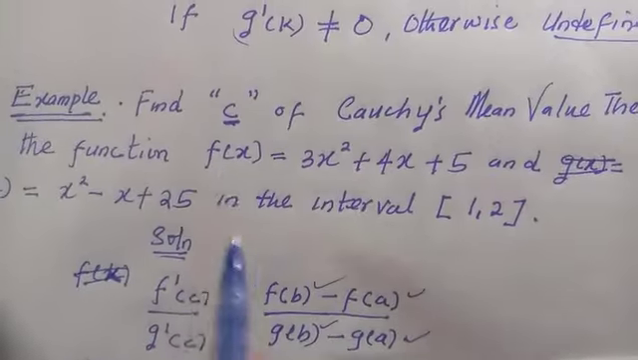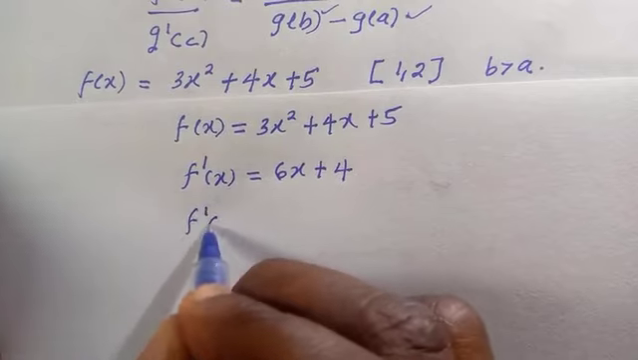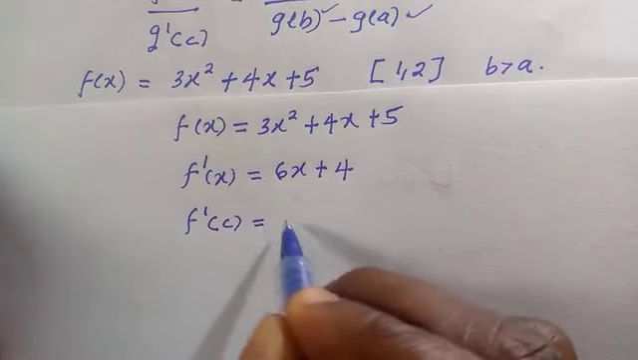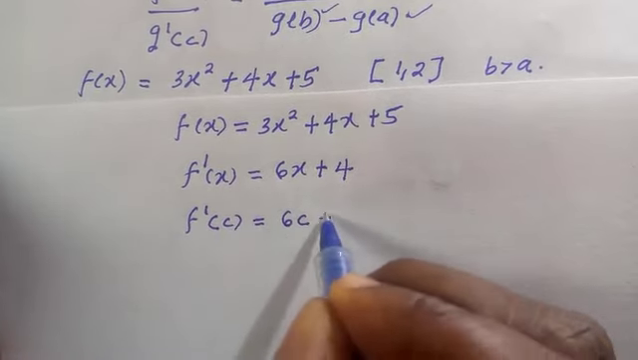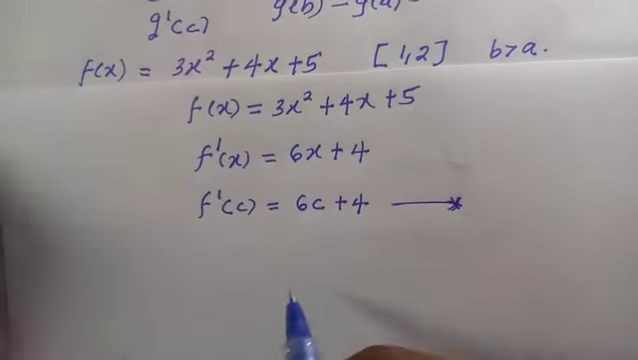That is a constant. And since it is c we are looking for, we just replace x with c that we are given here. So doing that, we have 6c plus 4. If this is clear, we call this one star.